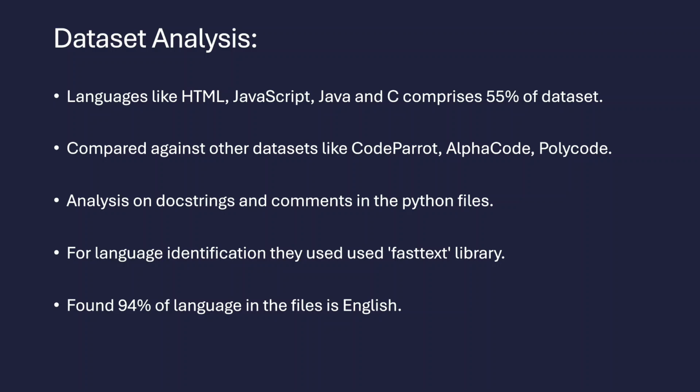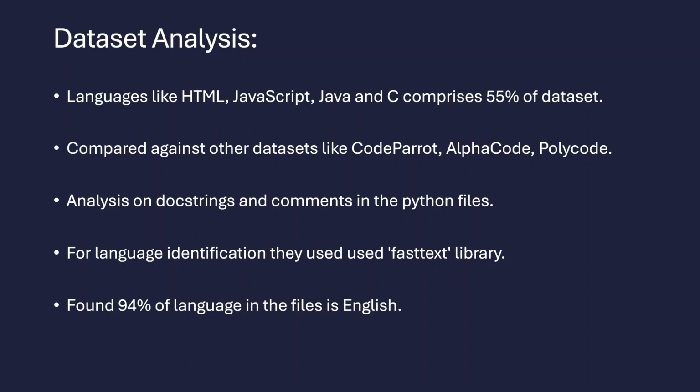Next, they did some analysis on the dataset they collected, and they found that programming languages like HTML, JavaScript, Java, and C comprise almost 55% of the dataset. They also compared with other existing datasets like CodeParrot, AlphaCode, and PolyCoder. CodeParrot has 30 languages, same as The Stack dataset, and AlphaCode and PolyCoder have 12 programming languages in the dataset.